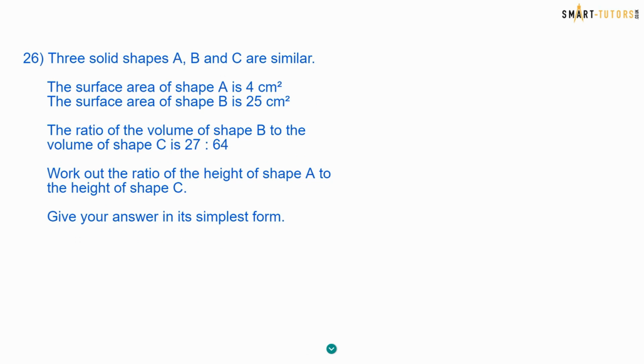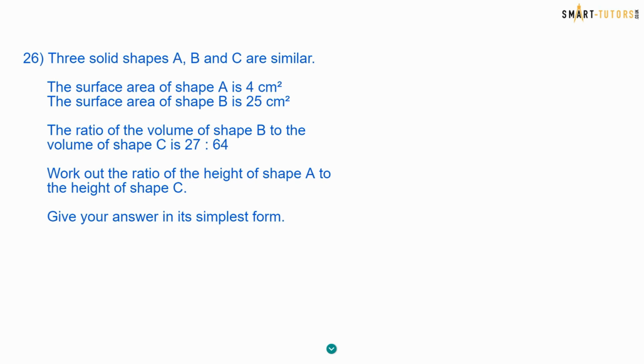Question number 26. Three solid shapes A, B and C are similar. The surface area of shape A is 4 cm squared. The surface area of shape B is 25 cm squared. The ratio of the volume of shape B to the volume of shape C is 27:64. Work out the ratio of the height of shape A to the height of shape C. Give your answer in its simplest form.